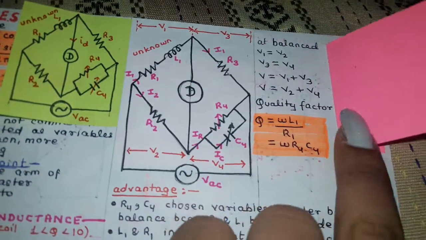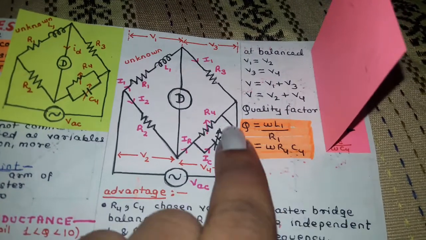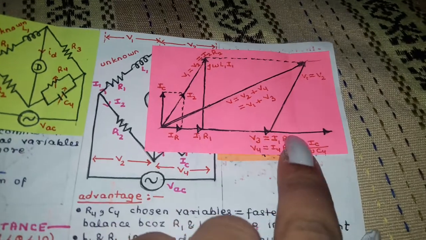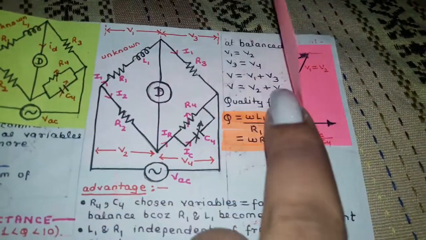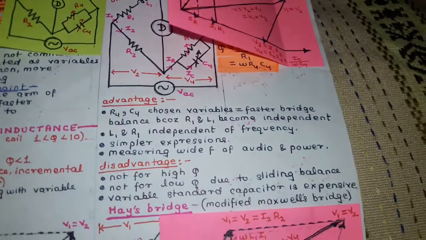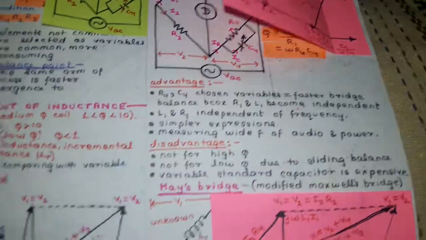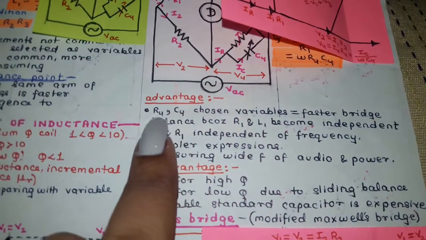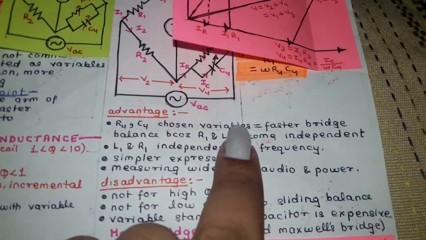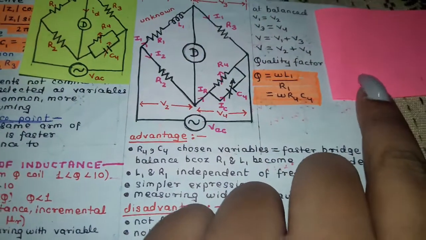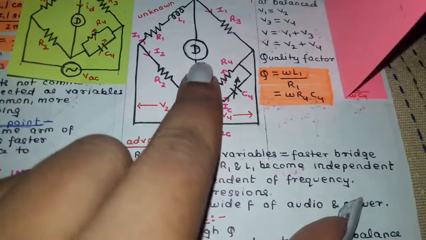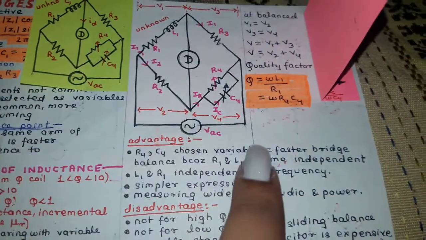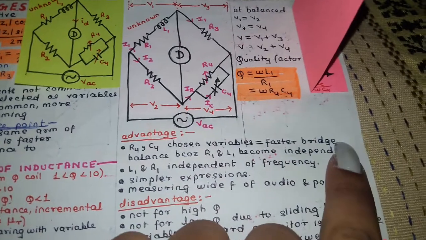Now we are talking about quality factor. The quality factor is given by this particular formula. Now we have the phasor diagram of this particular circuit. The advantages of using Maxwell's inductance capacitance bridge: R4 and C4 are chosen as the variables. If you choose R4 and C4 as the variables for balancing this bridge, then you can make the bridge balance faster.